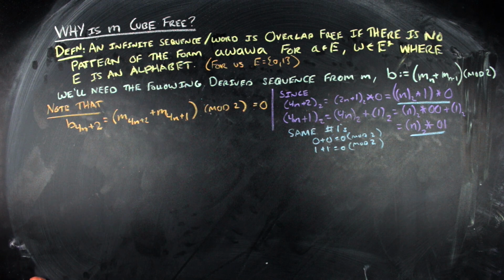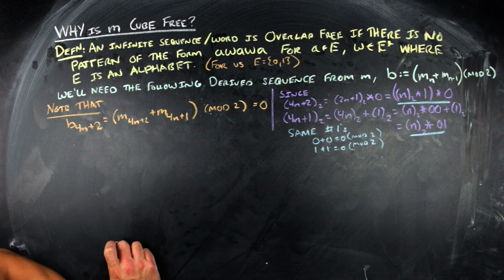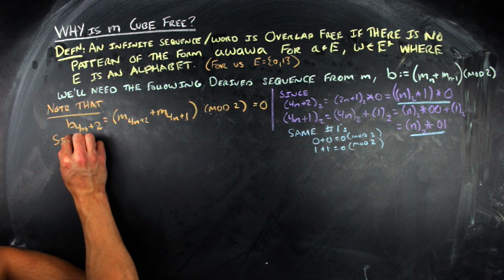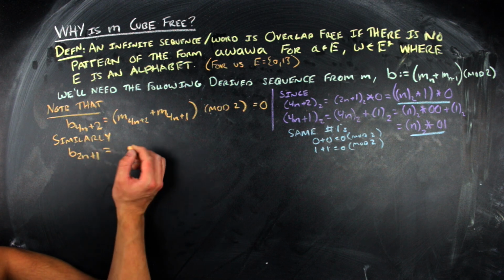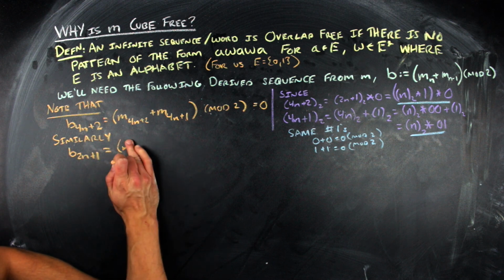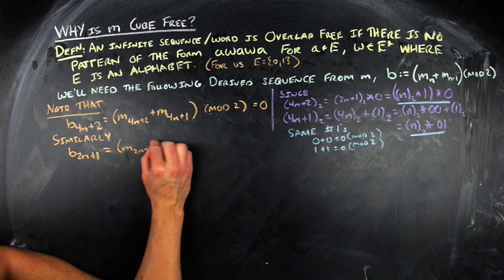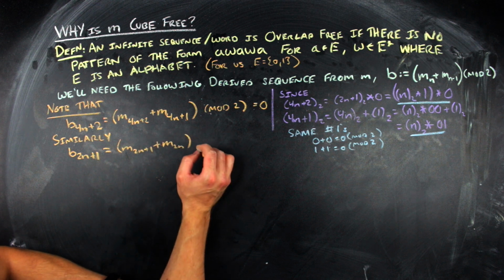And so from these two expressions of the binary expansion of 4n plus 1 and the binary expansion of 4n plus 2, we have that they have the same number of 1s mod 2. And so when we add those two values together, it'll either be a 0 plus 0 mod 2 or a 1 plus 1 mod 2, and both of those things are 0.